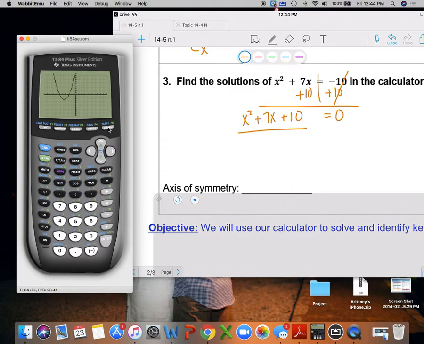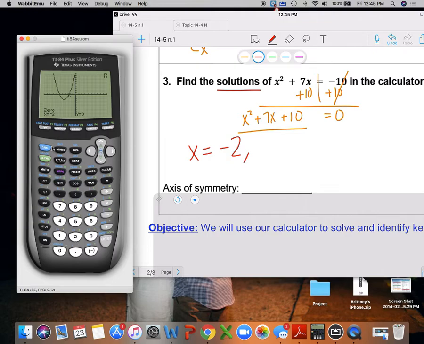So the word solutions means x-intercepts, roots, and zeros. So when I go second trace, the only one that's like that is zero, so I click enter. I scroll to about where my x-intercept is, and it says left bound, so I click left 1, 2, 3, enter. Right bound is the second thing, so I go right 1, 2, 3, 4, 5, 6, and enter twice. So one of my solutions is at -2.